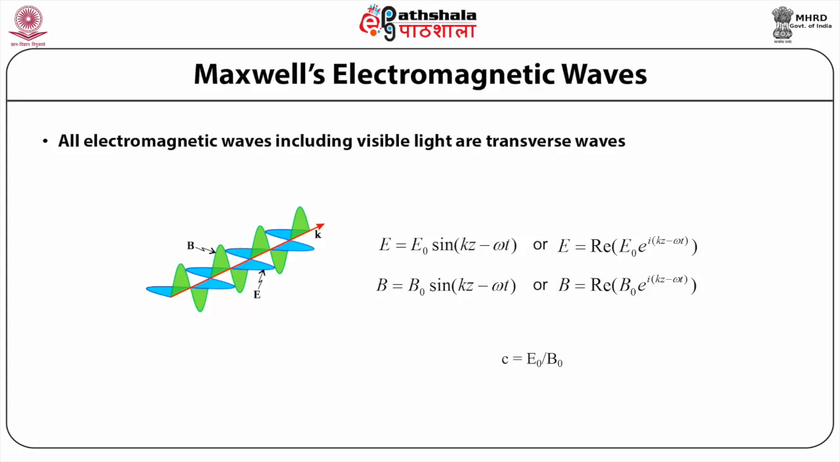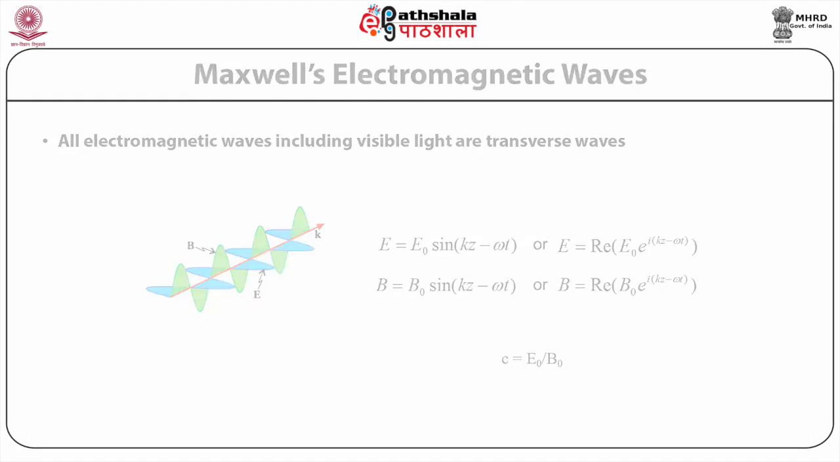So the thing that we learned from this slide is that the magnetic field component of light or electromagnetic waves is very much smaller than the amplitude of the electric field component, and that is E0 divided by c.